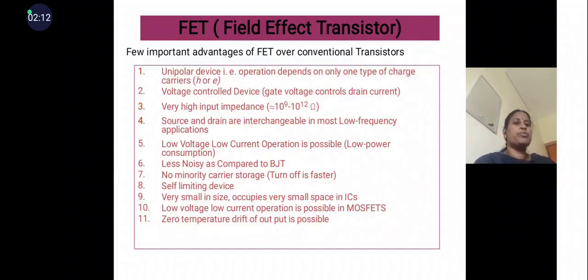Hence it occupies very little space in ICs. FET can be used for low voltage, low current operations, and zero temperature drift of output is possible in FET. So these are all the main advantages of field effect transistor over BJT.